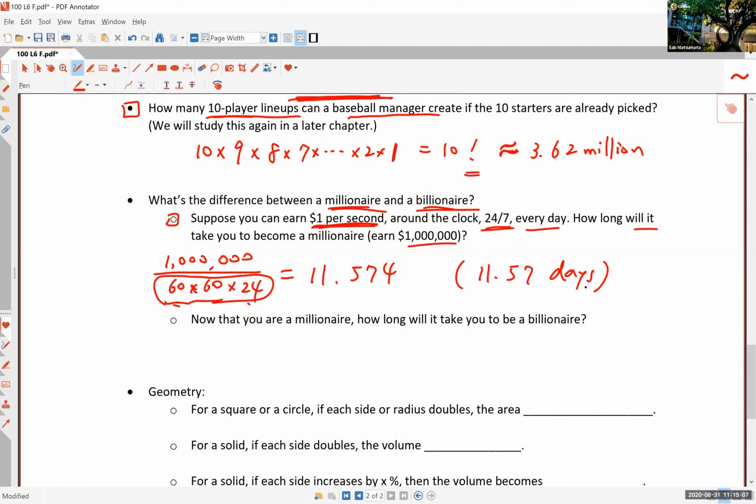Sounds good? Yeah, it sounds really good, right? Okay, in 11 days, you will have $1 million. So it takes a little more than a week, less than 2 weeks to become a millionaire at this rate.